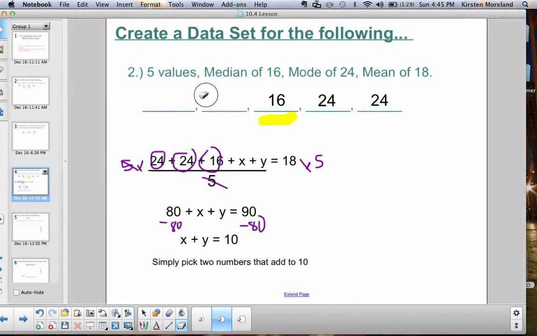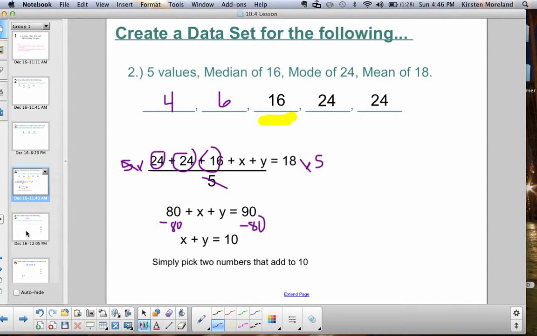If you wanted to pick 2 and 8, that would work. The only numbers that would not work would be if you added 5 plus 5, because that would make it also have a mode of 5, and the directions say we only have a mode of 24. So the only ones that would not work is 5 and 5. So I think I'm going to pick 4, 6, 16, 24, and 24 is my final data set.